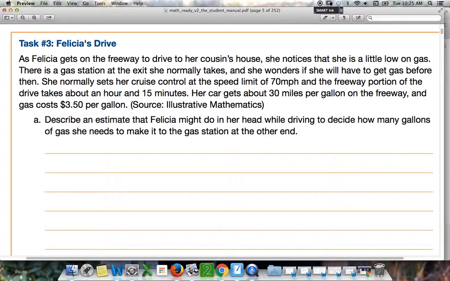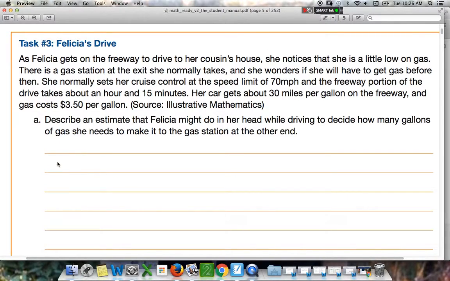Task number 3, you will have one like task number 3 as well. So task number 3 tells you that Felicia, you can pause the video and read this or look in your packet, is traveling somewhere at 70 miles per hour. And she takes an hour and 15 minutes to drive. Her car gets 30 miles to the gallon, and gas costs $3.50. It says, describe an estimate that Felicia might do in her head while driving to decide how many gallons of gas that she needs.